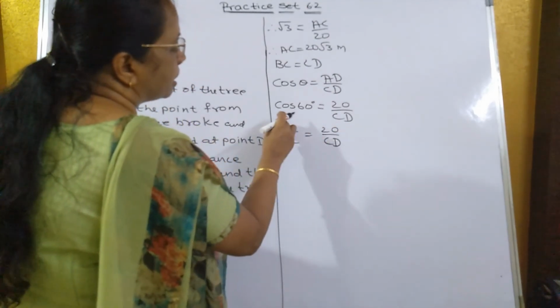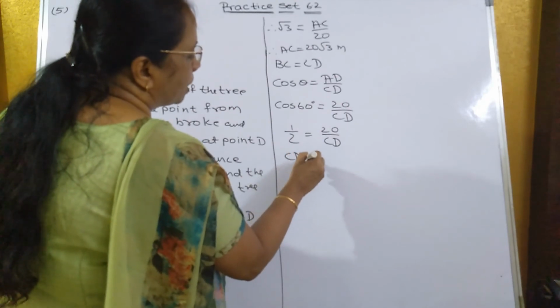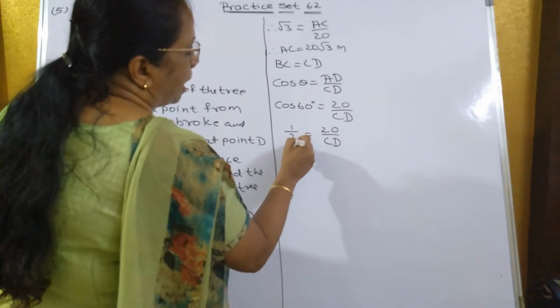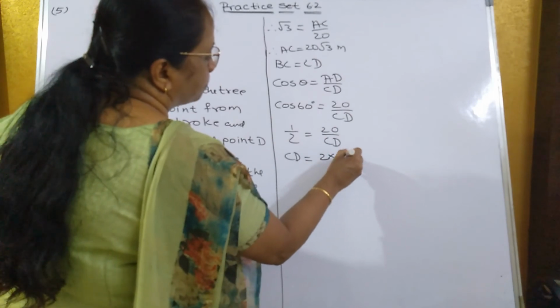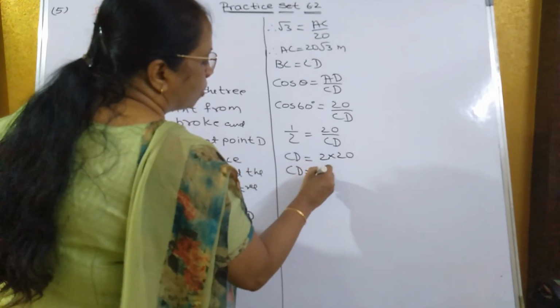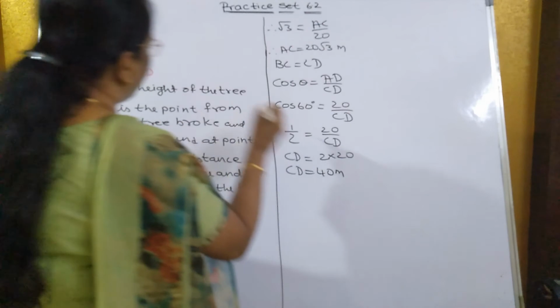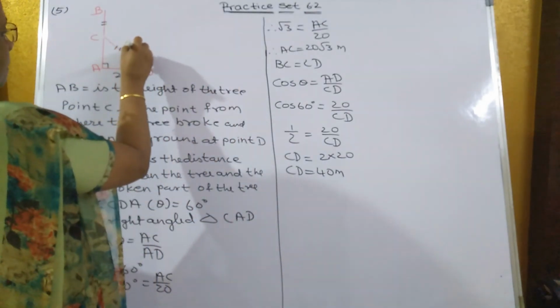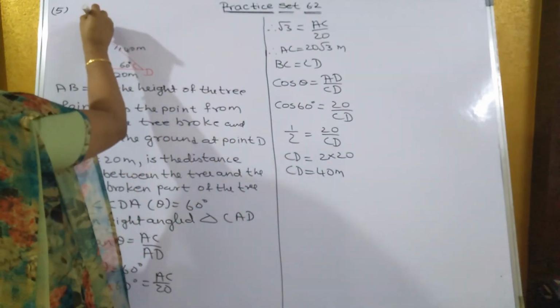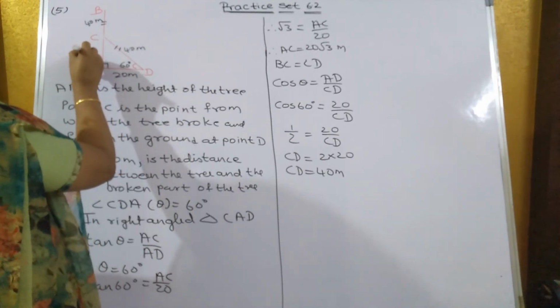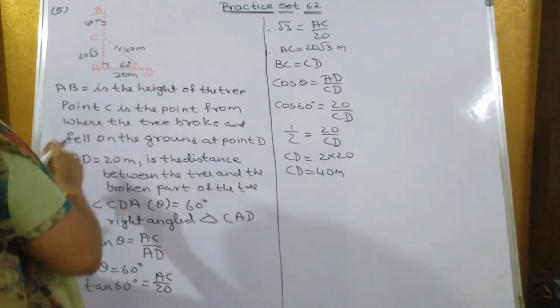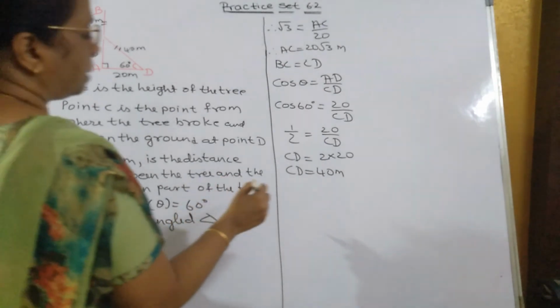Bring this CD over here. So CD into 1 is CD, and 2 into 20. So CD is equal to 40 meter. So we have got this 40 meter, so this will also be 40 meter. And this we have got how much? 20 root 3. So the full length of the tree AB is equal to how much?